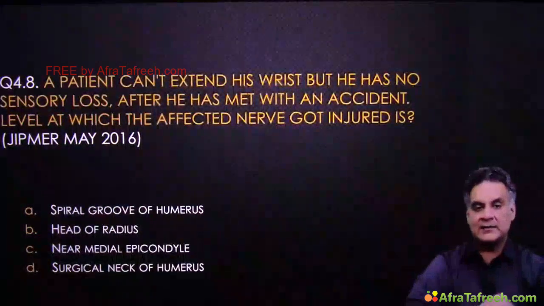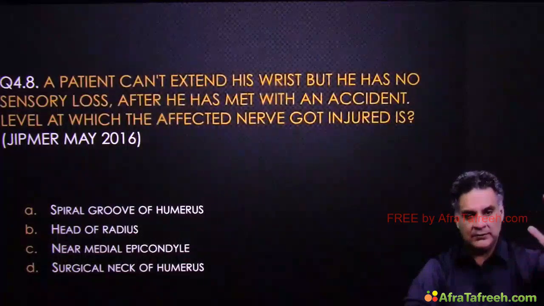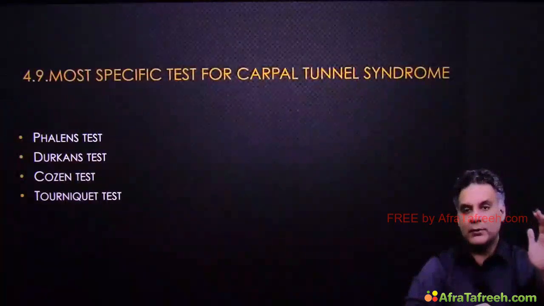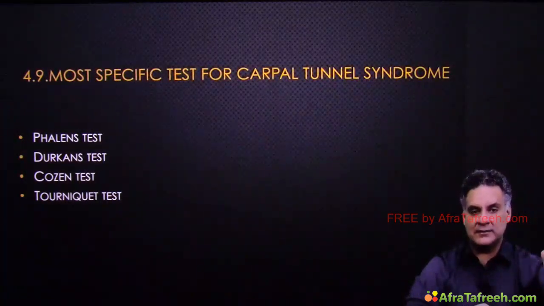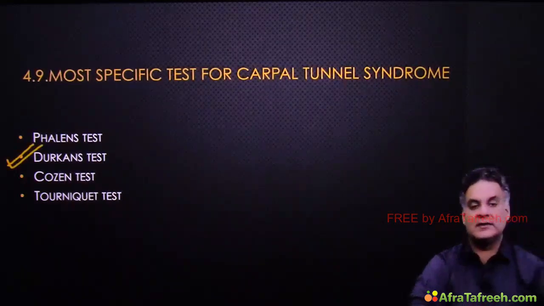A patient can't extend his wrist, but he has no sensory loss. So he has a wrist drop. Wrist drop, radial nerve, spiral groove. We had a discussion on this question. Most specific test for carpal tunnel syndrome, I told you, direct compression test or the Durkan's test.